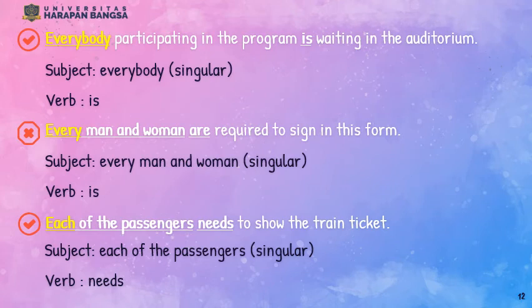Next, each of the passengers needs to show the train ticket. So here, the subject is each of the passengers. Remember, everything started with each is singular. Yang diawali dengan kata each pasti tunggal. Jadi meskipun di sini ada kata the passengers, memakai huruf S ya, yang artinya jamak, tapi sebenarnya subjek di sini singular karena diawali dengan each. So that's why the verb is needs with S.